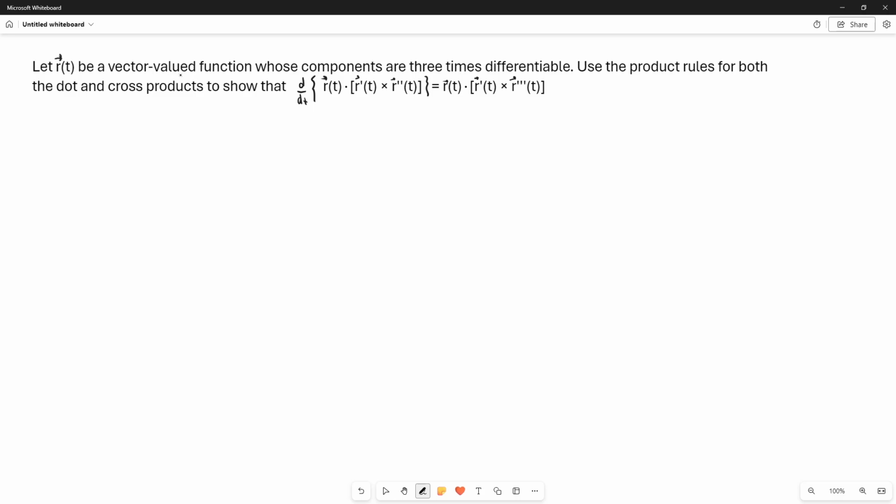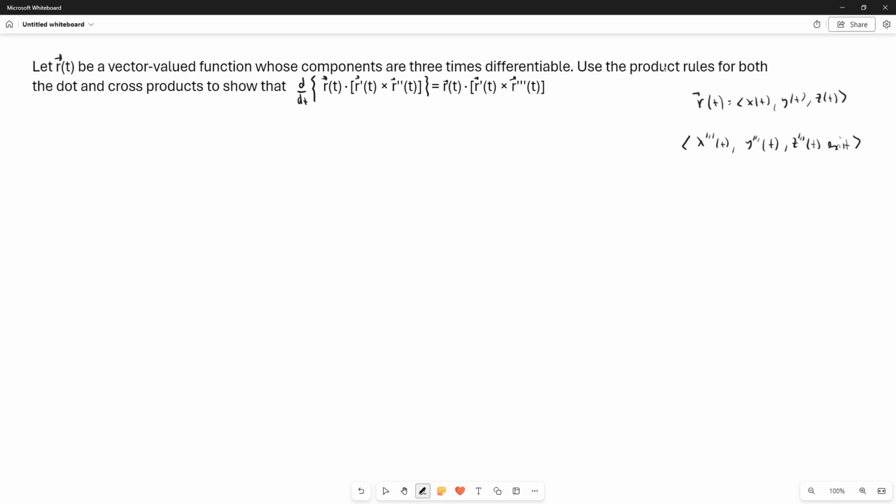Let R of t be a vector valued function which is 3 times differentiable, meaning that all of the components are individually 3 times differentiable. So R of t is x of t, y of t, z of t, and x triple prime, y triple prime, and z triple prime all exist. And this vector is R triple prime.